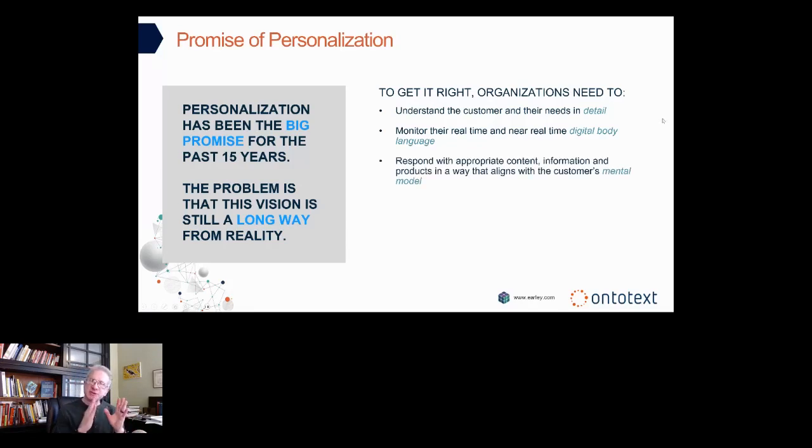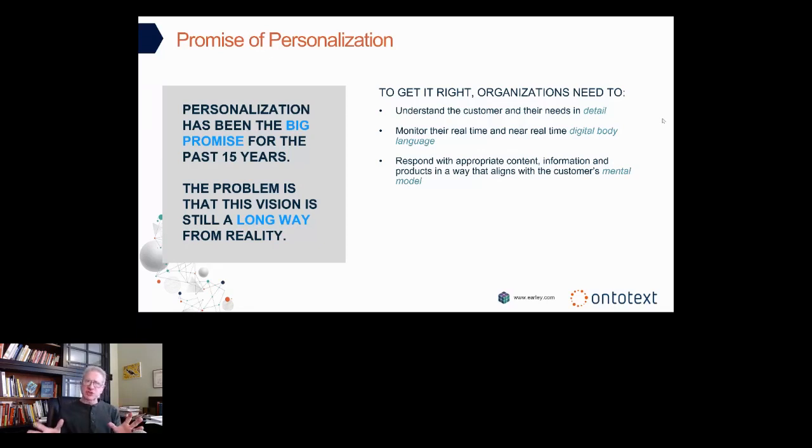We need to read that digital body language, and then we have to respond with appropriate content and information and products that align with their needs, with their mental model of how they solve the problem. How do they think about that problem? How do they go about solving it? What do they do? What concepts do they think of, right? So we need to deconstruct that journey in great detail. And we call that a high fidelity journey model.